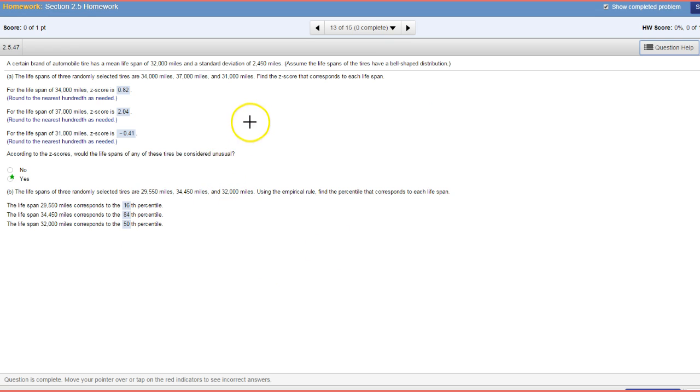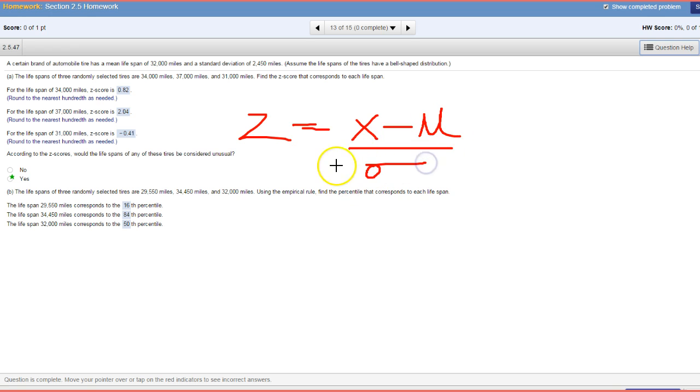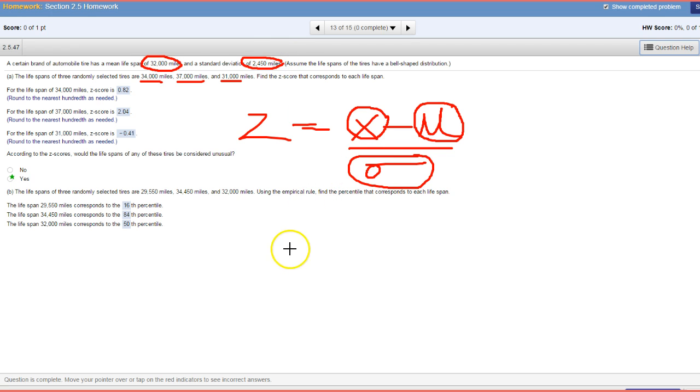A z-score is simply x minus mu over the standard deviation. So the x here are my values 34, 37, 31. The mu is the mean, and the mean is 32,000. The standard deviation is 2,450. Now let's go ahead and plug it in and find the z-score for 34,000.